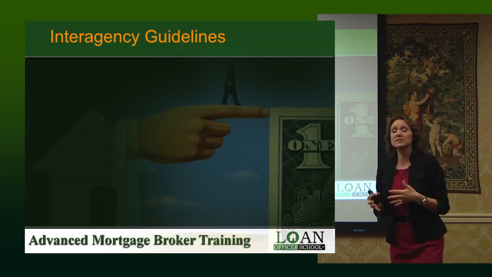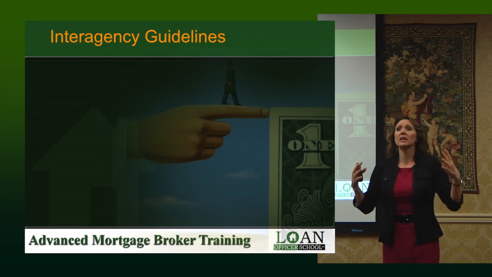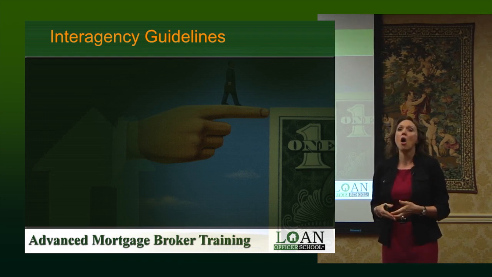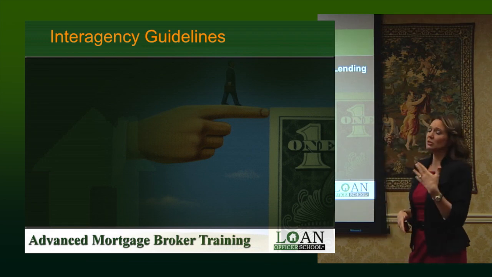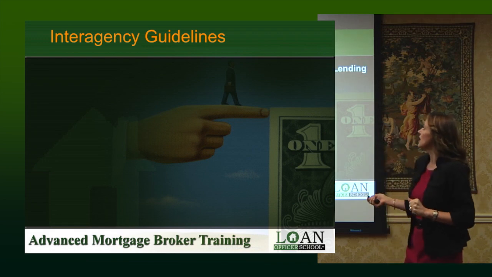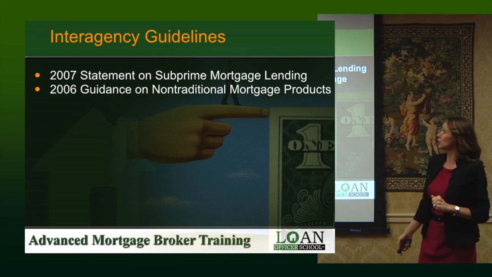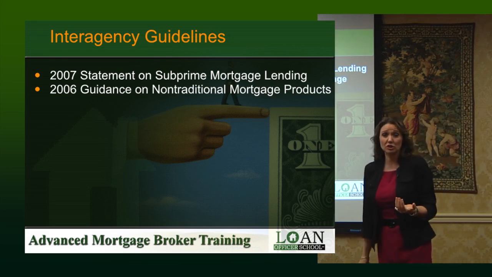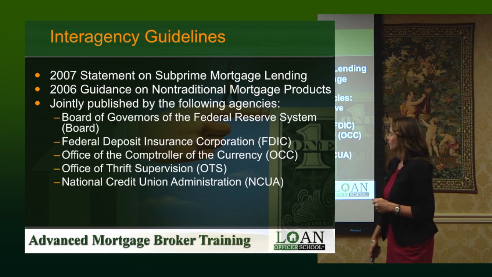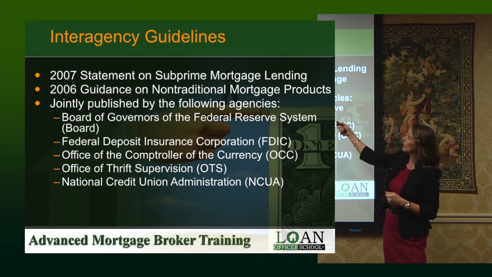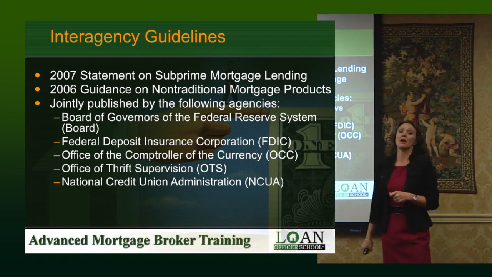Interagency guidelines. These are guidelines that were given by 5 government agencies to try and give direction or guidance on loans that fit into that non-traditional category. So the loans that don't really fit the Fannie Mae, Freddie Mac mold. This statement was issued in 2007 and it gave guidance on non-traditional mortgage products. What again is non-traditional mortgage products? Anything other than the 30-year fixed. The interagency guidance, or this statement, was issued by these 5 government agencies.